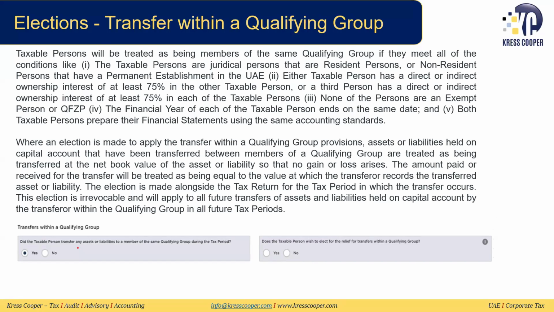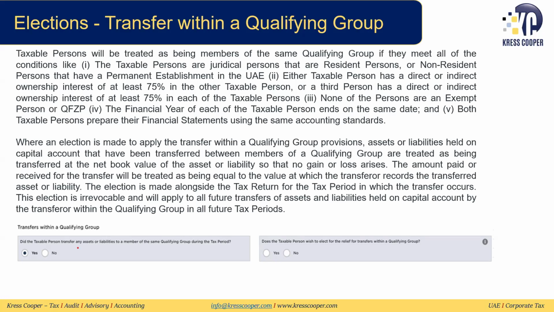They both have to have an ownership relationship, which is that either the taxable person has direct or indirect ownership of at least 75% in the other taxable person, or a third person has direct or indirect ownership interest of at least 75% in both taxable persons, or more if there are more than two. And none of the persons can be an exempt person or qualifying free zone person. The financial year of each of the taxable persons should end on the same date, and both taxable persons should prepare the financial statements using the same accounting standard.